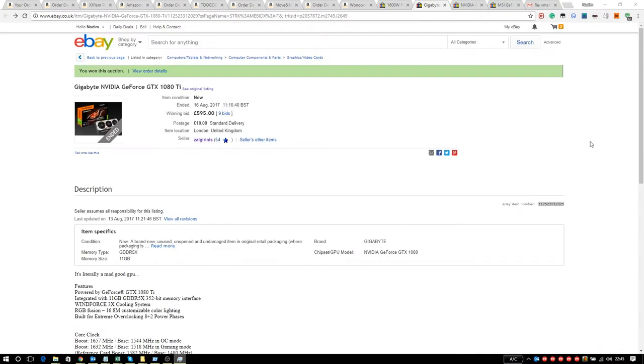The sixth graphics card was the Gigabyte GTX 1080 Ti graphics card. This was £595 with £10 postage. I did haggle the postage down to £3. The seller advertised this as literally a mad good GPU and then listed all the specifications.